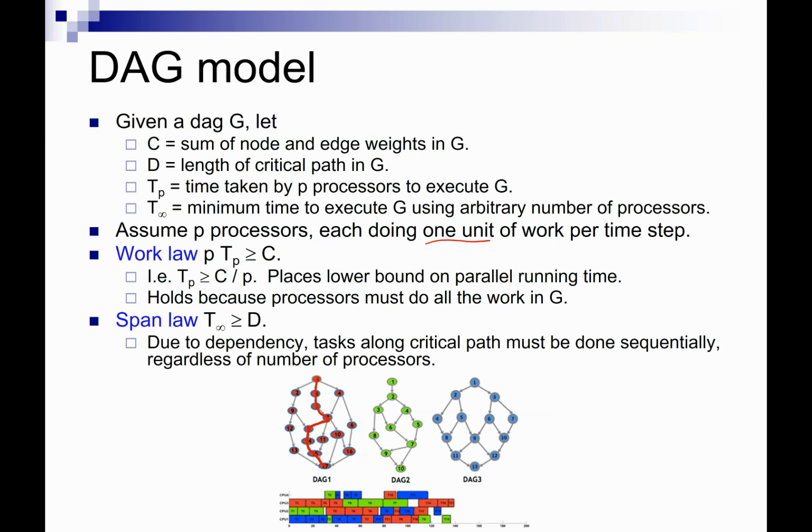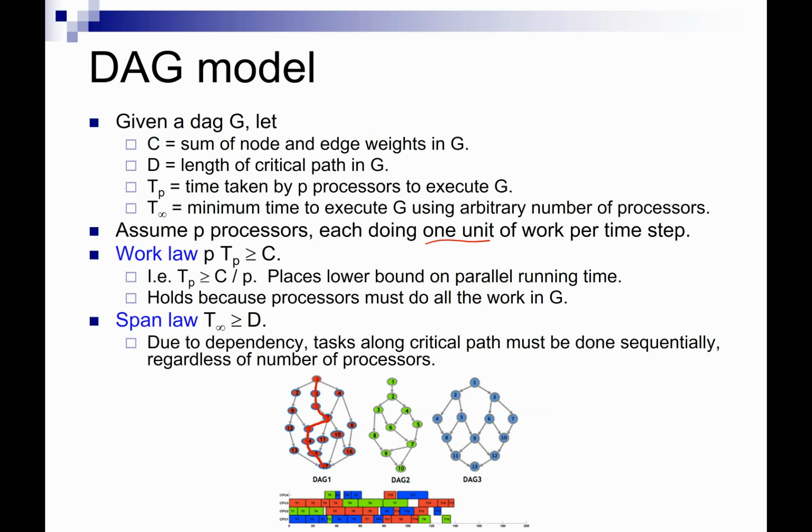So next we have this span law. This one is saying that T infinity is going to be at least as large as D. And so what this means is that no matter what algorithm you use, and no matter how many processors you have, you could have an infinite number of processors, your running time is going to be at least as large as the length of your critical path.